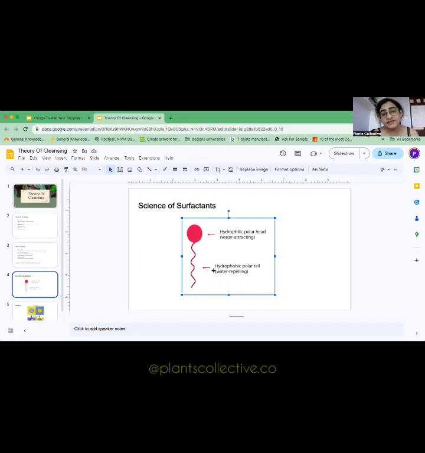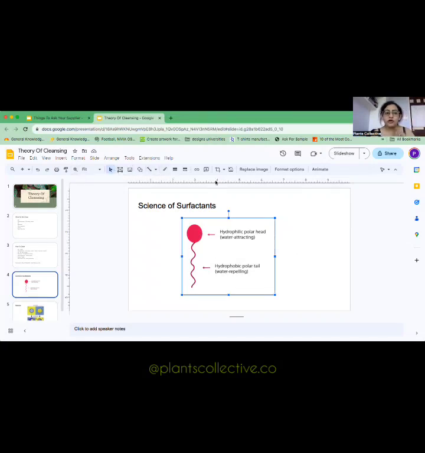In most molecules, you will find only the molecule attracting towards water or towards oil. But surfactants are those ingredients which can attract towards both. The head will attract towards water and the tail will attract towards oil. So these are known as water loving head and oil loving tail. I'll write it down over here.